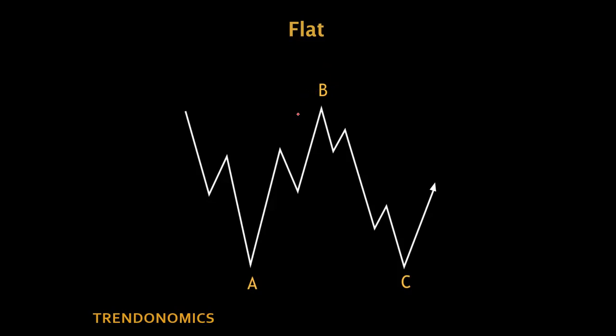Wave B usually retraces up to 1.382% of wave A, and wave C is 1.618 in length of wave A in an expanded flat. And in a running flat correction, wave B goes beyond the wave A starting point, and wave C takes the distance equal to wave A, and wave C does not go beyond the low of wave A.